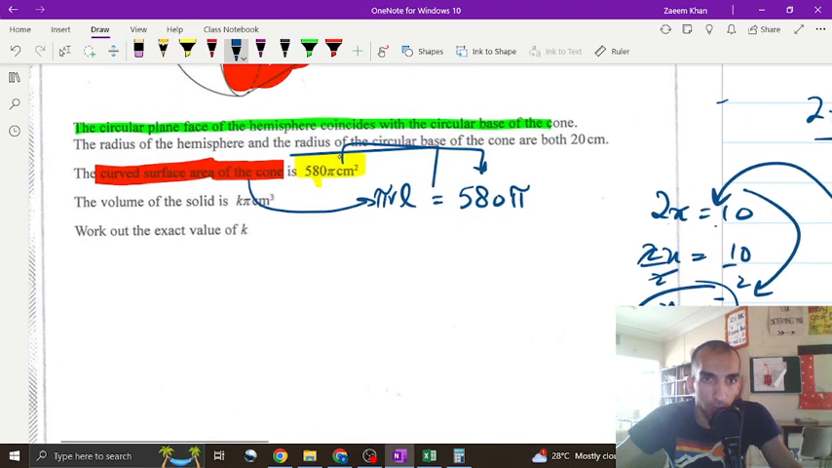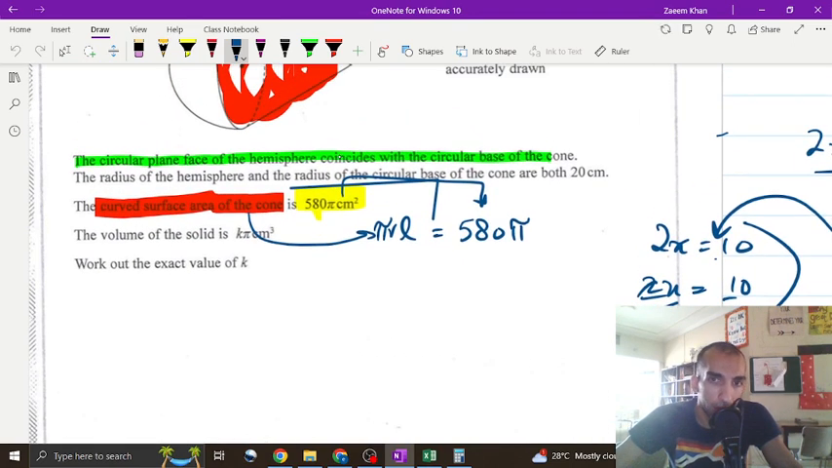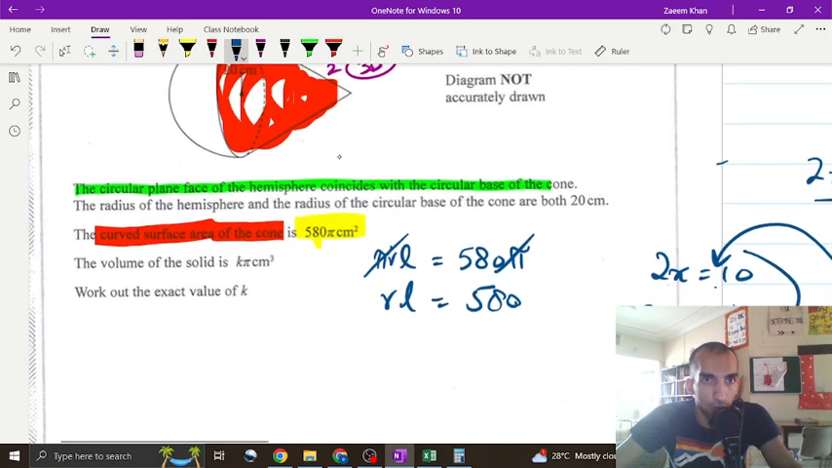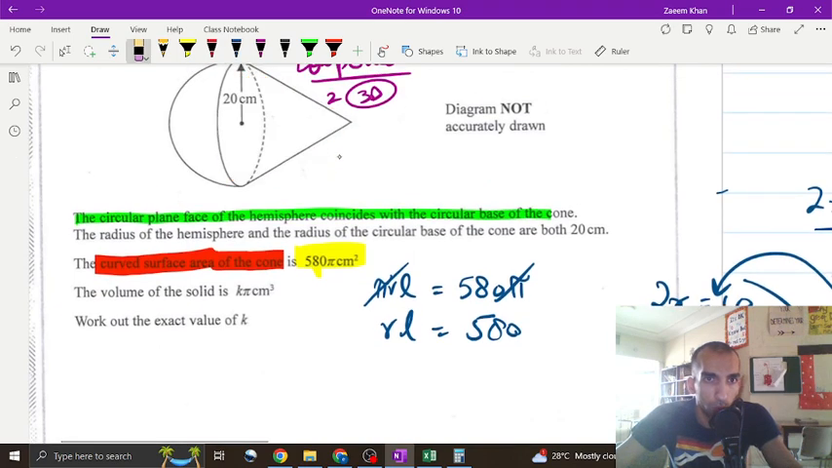Now let me take you back to our question. Pi r l is equal to 580 pi. Is there anything that I can cut out? Pi with pi, beautiful. We've got rl is equal to 580. We're going to stop here for now because we don't have the value of l, we don't have the value of r. Oh wait, we do have the value of one of those. Which one do we have?